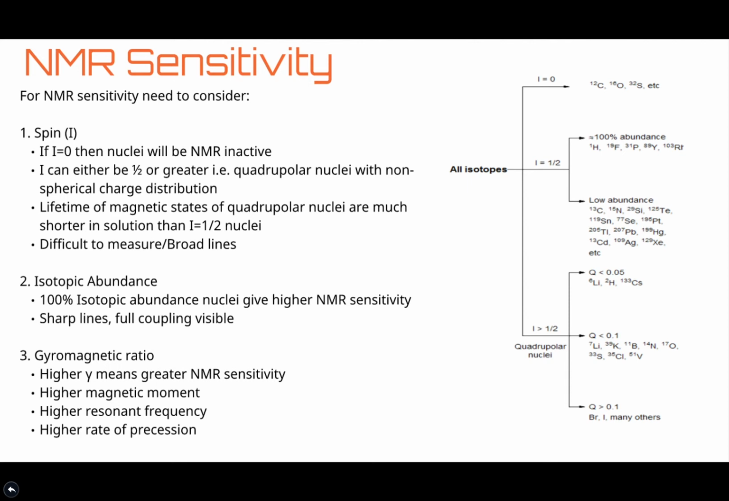Number 2, isotopic abundance. 100% isotopic abundance compared to low abundance of nuclei gives higher NMR sensitivity, as is shown by this diagram. And number 3, gyromagnetic ratio. A higher gyromagnetic ratio means greater NMR sensitivity due to a higher magnetic moment, resonant frequency, and high rate of precession, which all lead to a stronger NMR signal.